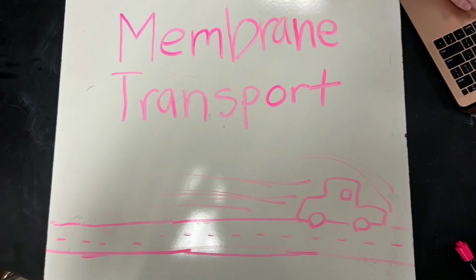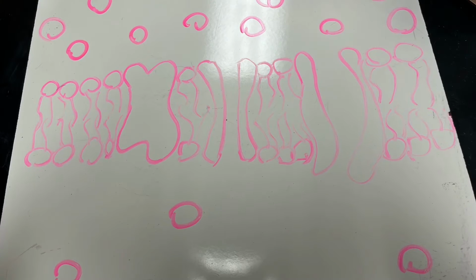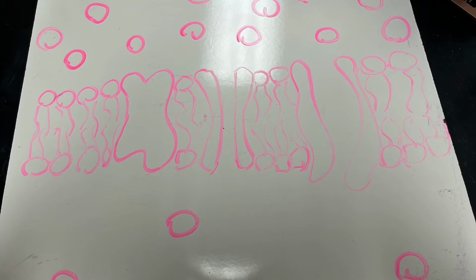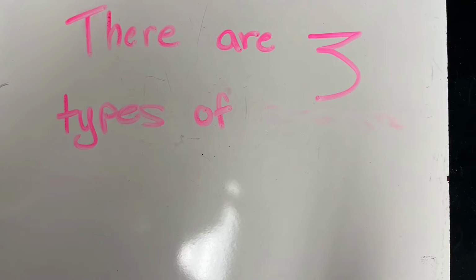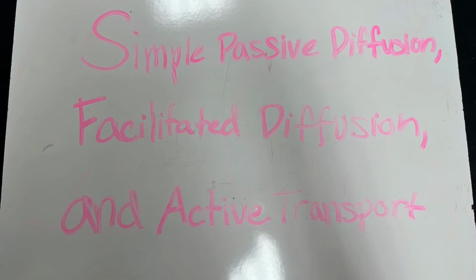Membrane transport. What is it? It refers to the movement of molecules or particles through a membranous barrier, or in simple terms, the movement of particles in and out of the cell. There are three types of membrane transport. These are simple passive diffusion, facilitated diffusion, and active transport.